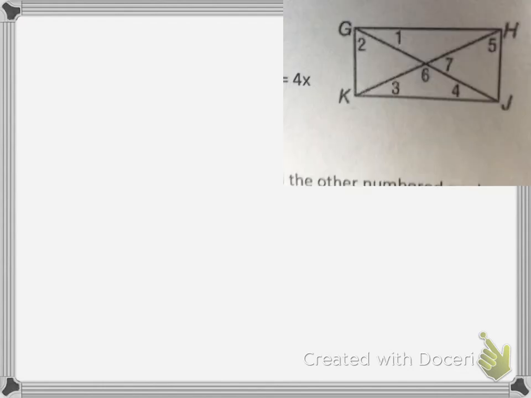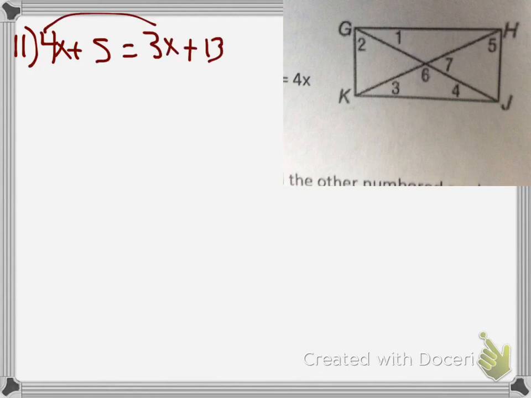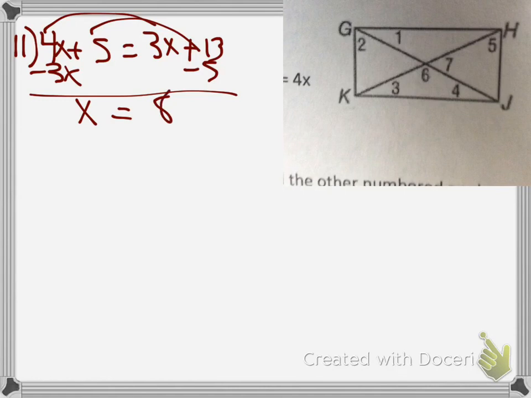Okay, so on number 11, they're asking about GJ, so G to J, H to K, diagonals are congruent. So for number 11, I can say 4x plus 5 is equal to 3x plus 13. X variables to the left, numbers to the right, minus 5, minus 3, and you get 1x is equal to 8. And that's it. But again, the question asks for HK. So now you have to go back and put this in here and say 4 times 8 is 32. 32 plus 5 is 37. So HK is equal to 37.